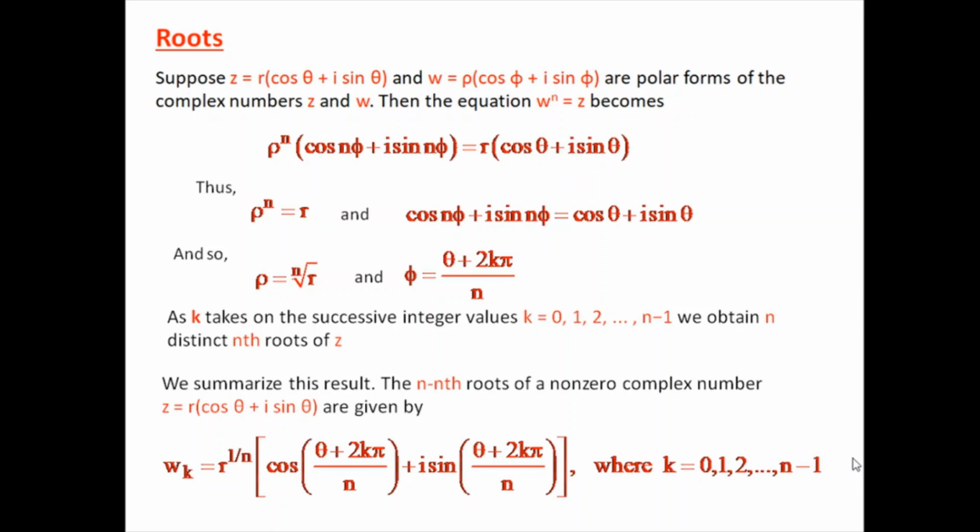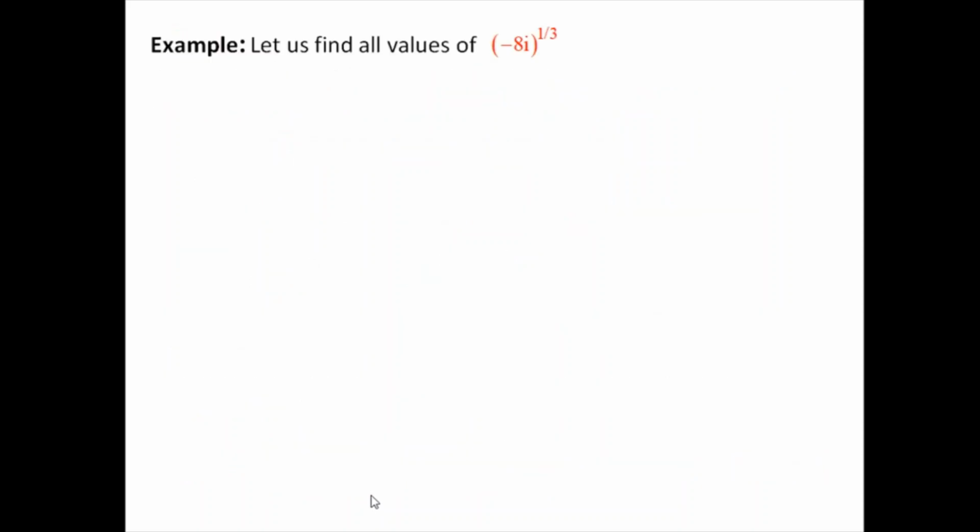If I substitute k equal to n, it will give the same value as k equal to 0, and so on. So we can find n distinct roots of a complex number z. Because w is z power 1 by n, we get n distinct roots of z as this. And for k equals 0, the first root will be called the principal root. So we'll take one example here.